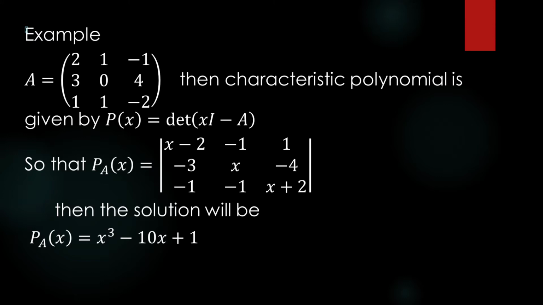So we have here A, which is a square matrix. It's a 3 by 3 matrix. Now let's first get its characteristic polynomial. The characteristic polynomial for this A is given by this, from our previous topic.